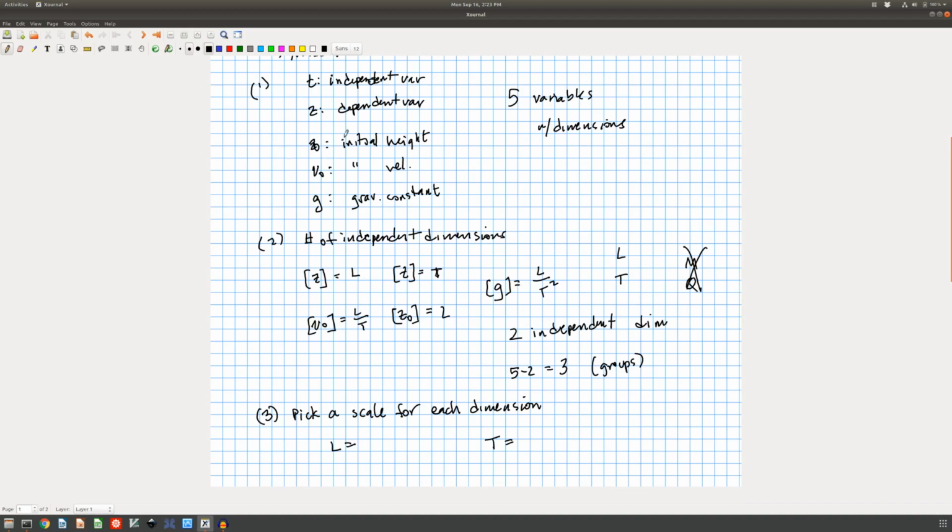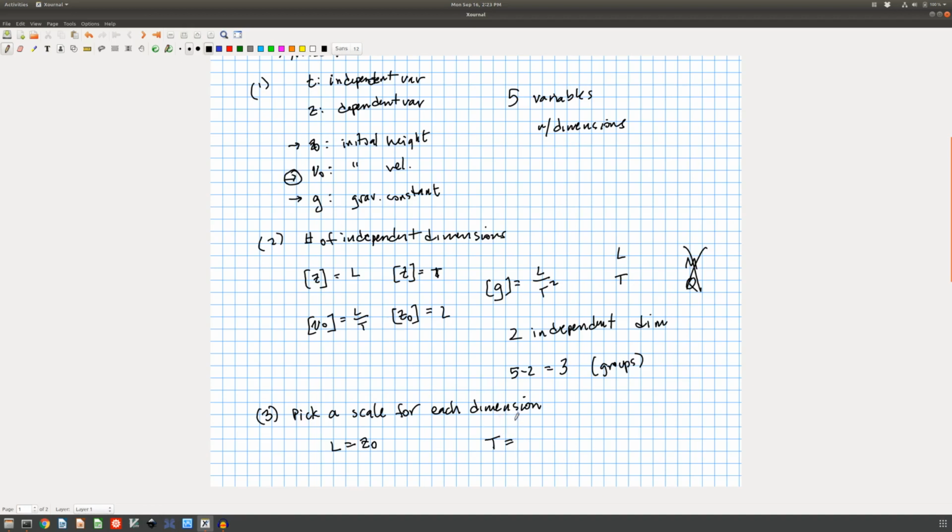Now, this initial height is a pretty good one to use. It's a fixed number. This one is not a good one to use, because the initial height is some number I pick, but this thing is changing. So I'm going to pick z0. And I need to pick a time scale. I could use this or that to pick a time scale, but I'm going to pick the velocity, because that's pretty easy.